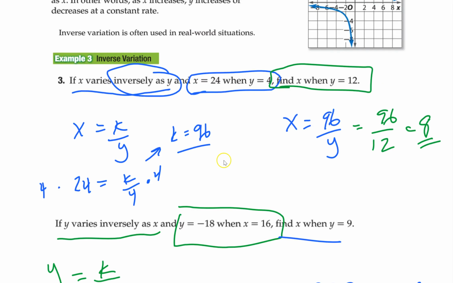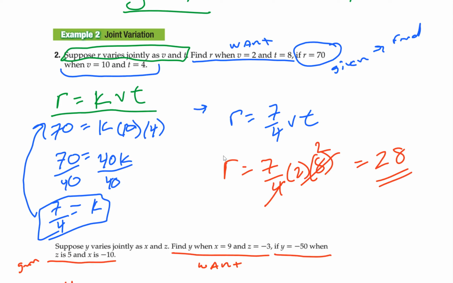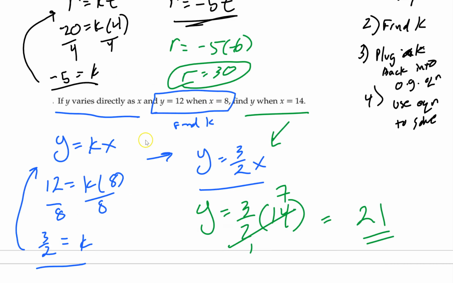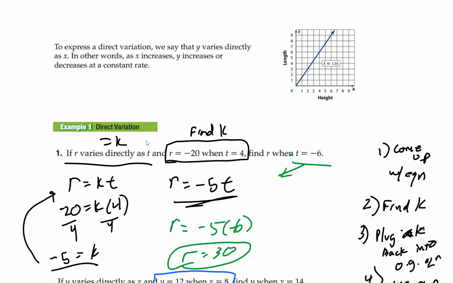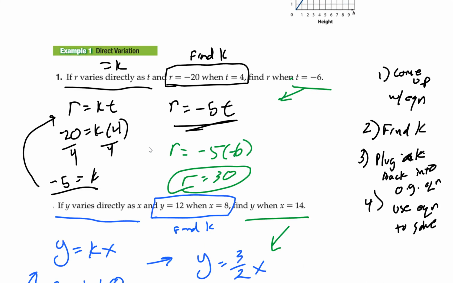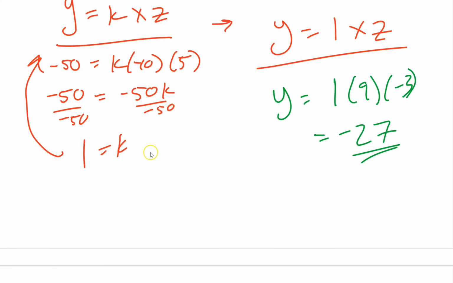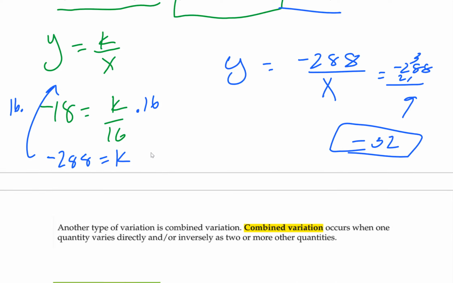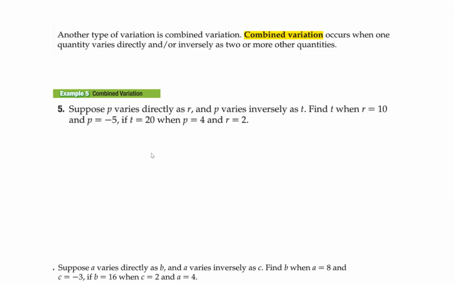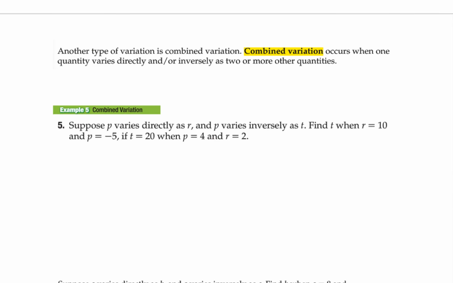So now we've done inversely, we've done joint, which means they're both on top, and we've done direct, which means only the one variable is on top. We have one more to do. That's when we put it all together. Actually, they call it combined variation. Sorry. Combined variations, you combine it. It's a combination of two. So you might say you're direct with x and inverse with y.